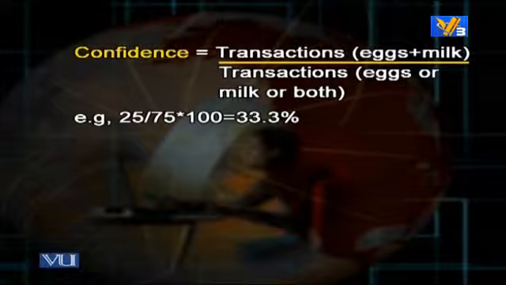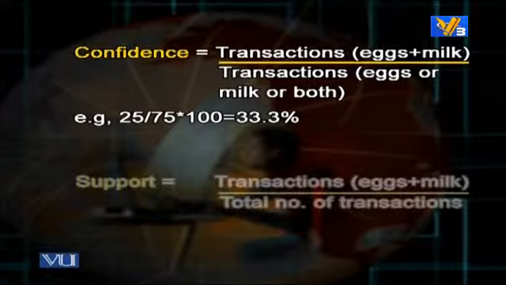So that indicates the confidence, which means that eggs and milk have this degree of relationship, this degree of closeness or affinity between them. There are 33.3% chances, in other words, that when eggs are sold, milk would be sold together, or vice versa. So confidence is basically to indicate the closeness between the two items themselves.